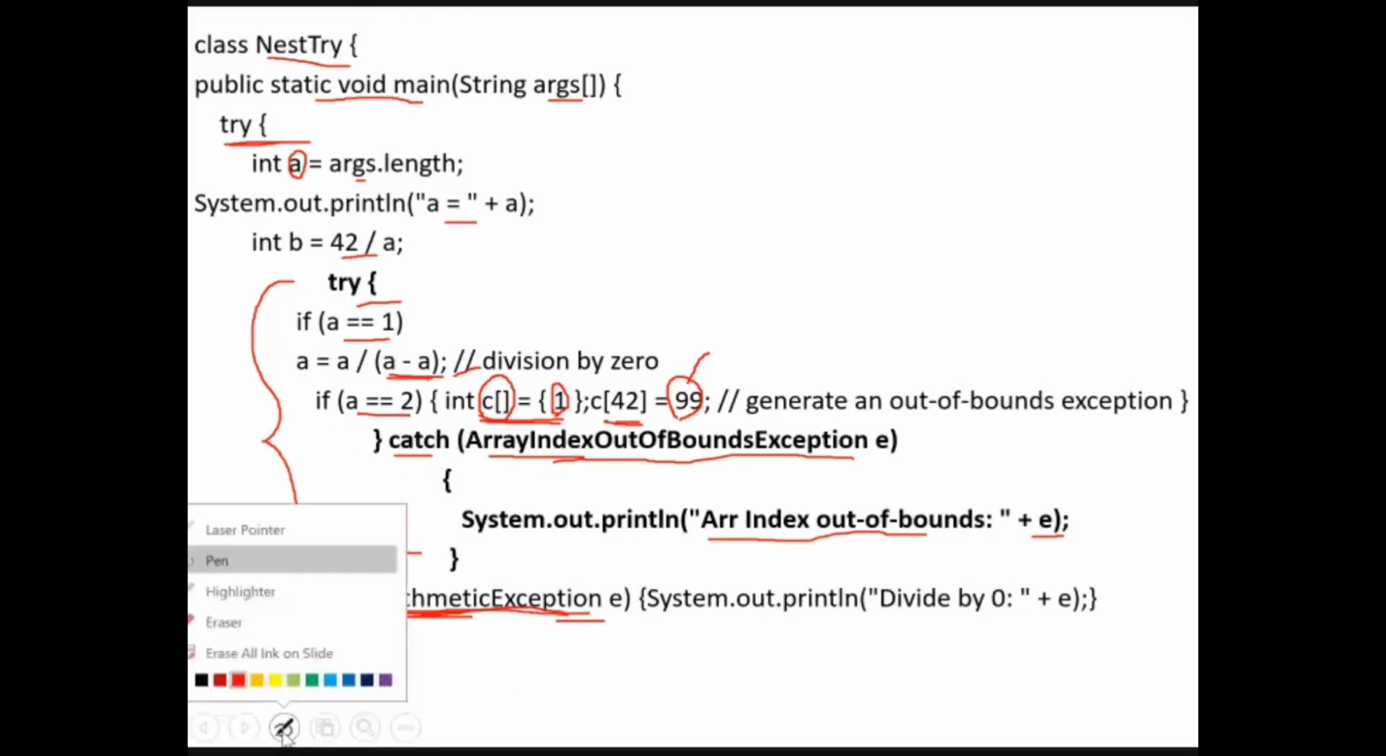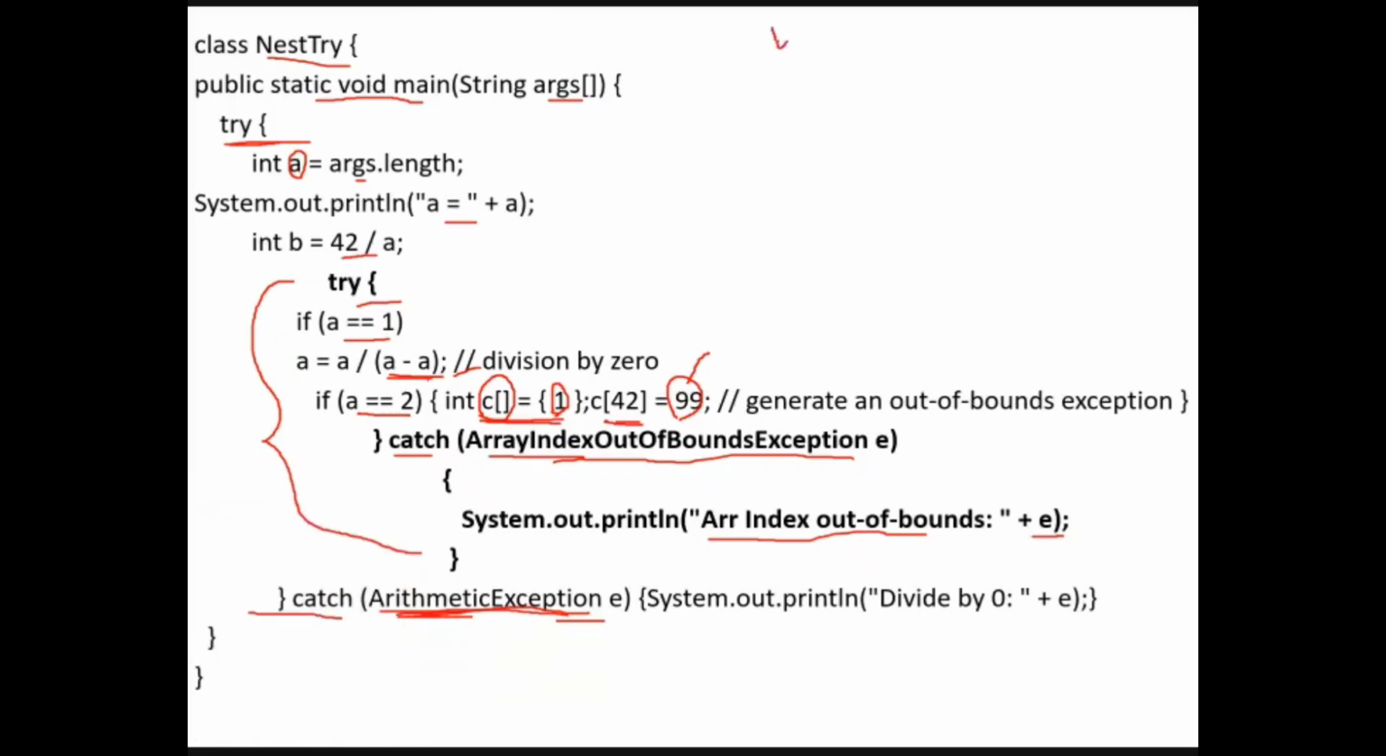Okay, one more thing: if you call a method within a try block, and in that method definition I also have a try block, that is also called a nested try block. So within this try-catch block I'm calling this method, and within this method definition, if I have one more try block, that is also called a nested try block. We will see examples one by one.